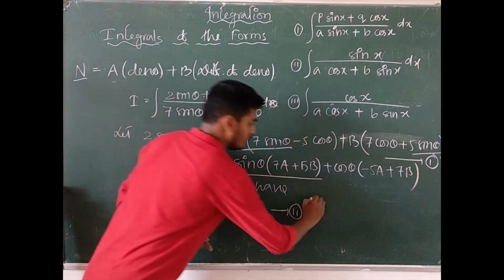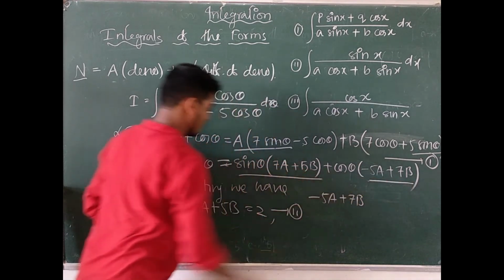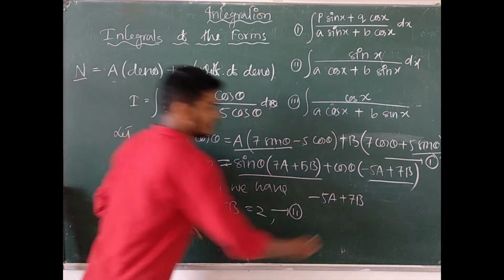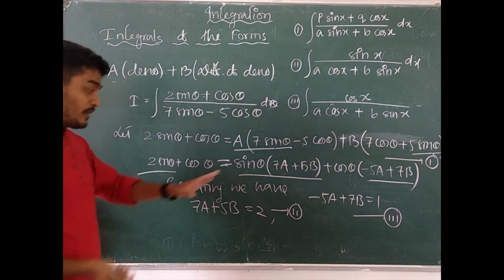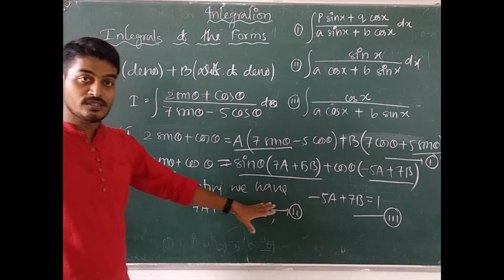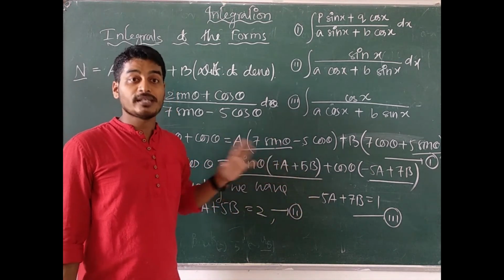Again, what is the value of minus 5a plus 7b? This is the coefficient of cos. What is the coefficient of cos here? 1. So this one is equal to 1. Equation number 3. Now you can see how many equations you have got: 2 equations, equation number 2 and equation number 3. Solving these 2 equations, you will get the value of a and b respectively.